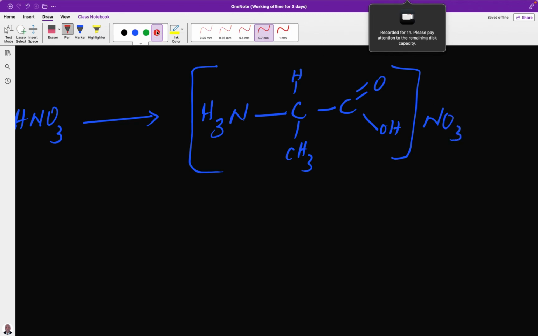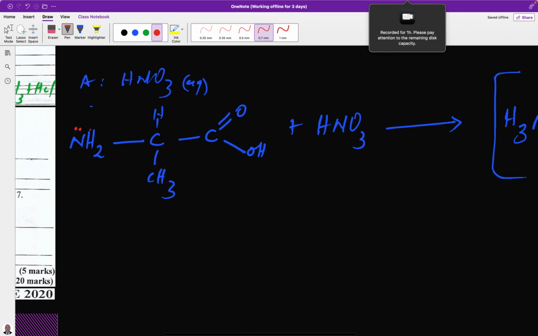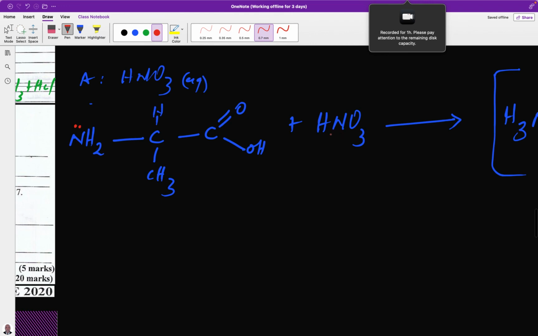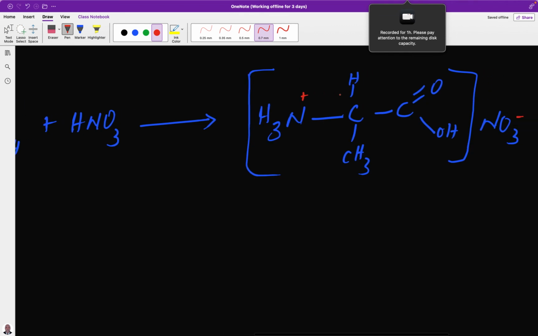The charges: we have NO3 minus, and the positive charge here is because of the lone pair of electrons on the nitrogen. Amines' basicity is a result of the presence of the lone pair on the nitrogen. When the acid dissociates, it produces a proton, which will bond here. A coordinate bond is formed as the amine group donates a lone pair of electrons, and there is a positive sign here. That will be the equation.